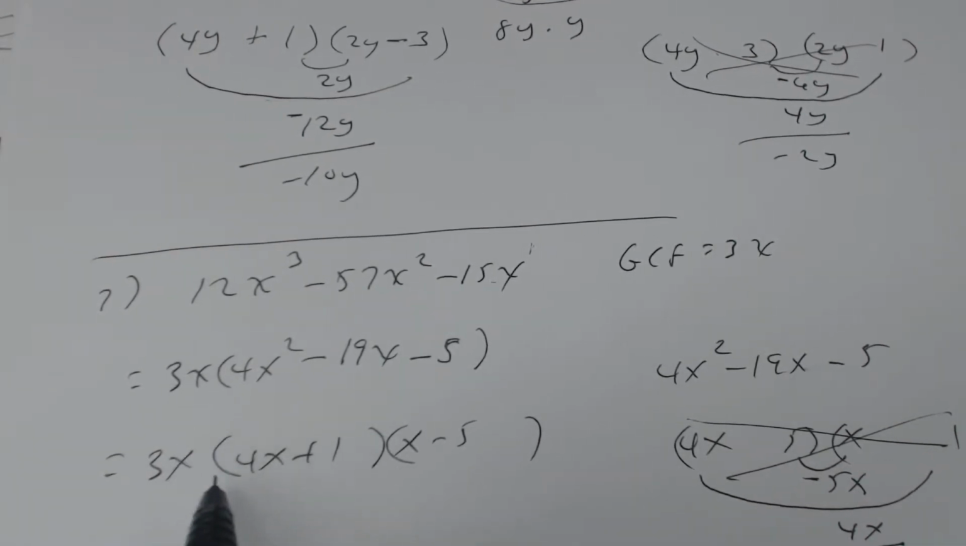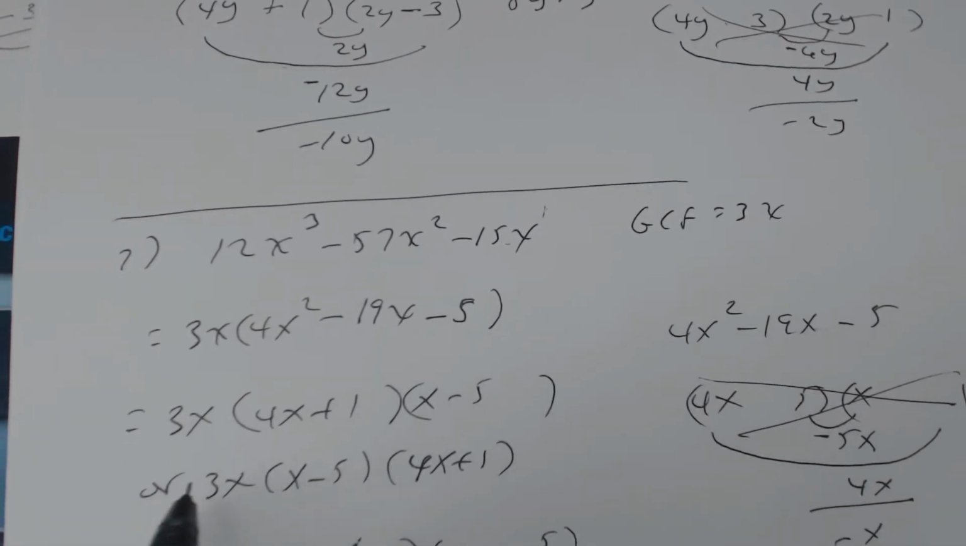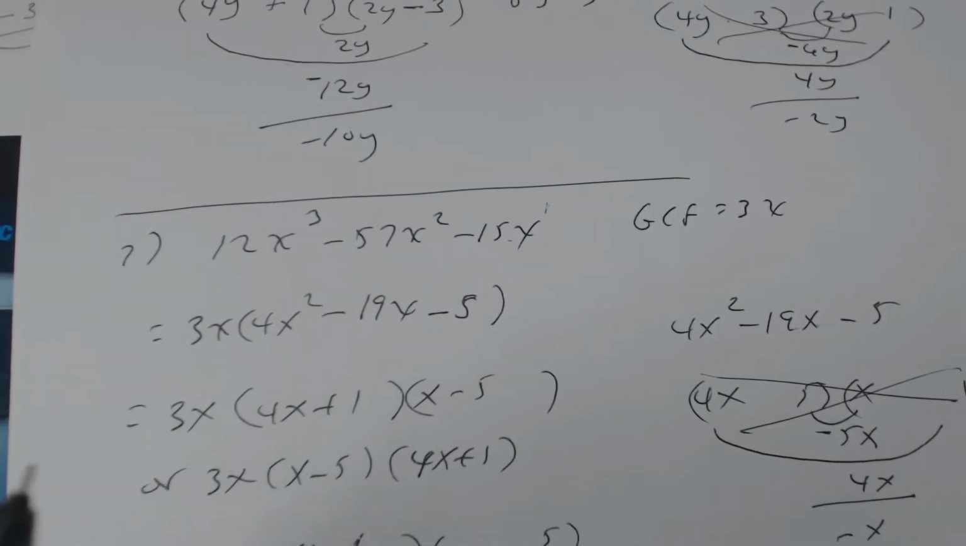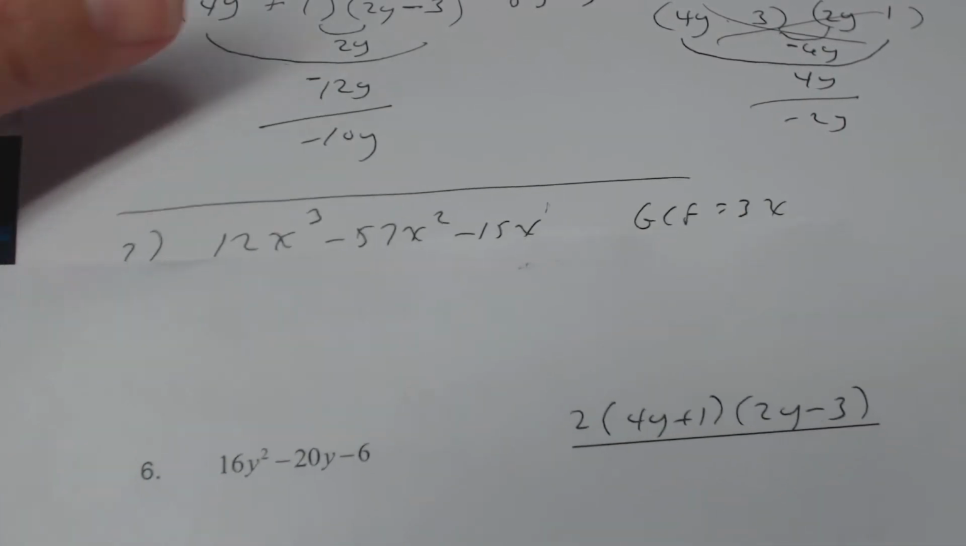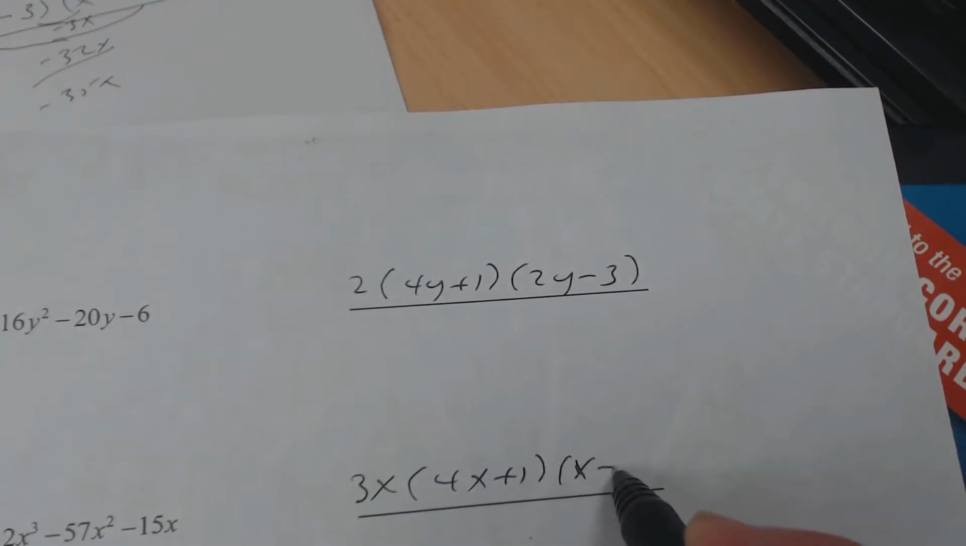All right. Now, it didn't matter whether you said 3x times x minus 5 times 4x plus 1. Did not matter. But we tend to put the monomial part at the beginning. Okay. So that's the answer, number 7. So number 7, we're going to say 3x. Don't forget the GCF. GCF is always part of your final answer because it is a factor. So 3x times 4x plus 1 times x minus 5.